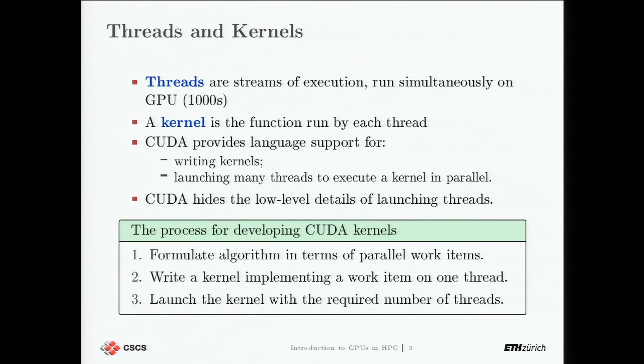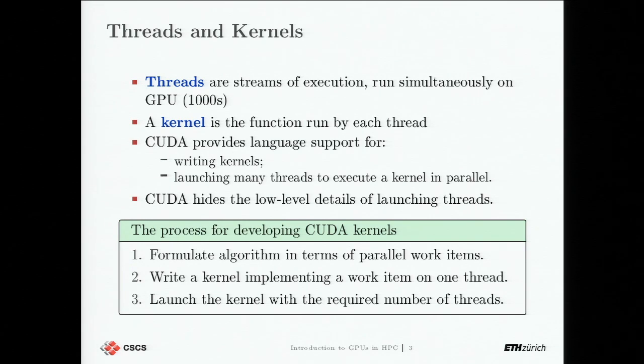So roughly speaking, the process for developing a CUDA kernel, once you've got a function, for example, matrix multiplication, that you've decided you want to write a kernel for, the first thing you do is you formulate it in terms of parallel work items. Then, once you've got this described as the work item you want to be done by a single thread, and they have to work together to solve this, you write that kernel for that single work item, and then once you've got that, you launch the kernel with the required number of threads. I haven't put the printf debug loop in here, but it's implicit.